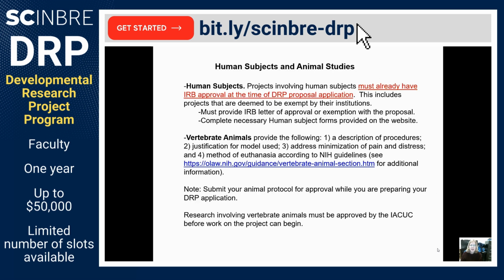A couple of topics that I would like to address are human subjects and animal studies. If your project has human subjects in it, even if it qualifies as exempt under NIH rules, you must have it reviewed by your institutional review board and have a letter of approval or a letter stating that they also agree that your project qualifies as exempt. And this letter of approval or exemption from your institution must accompany your proposal.